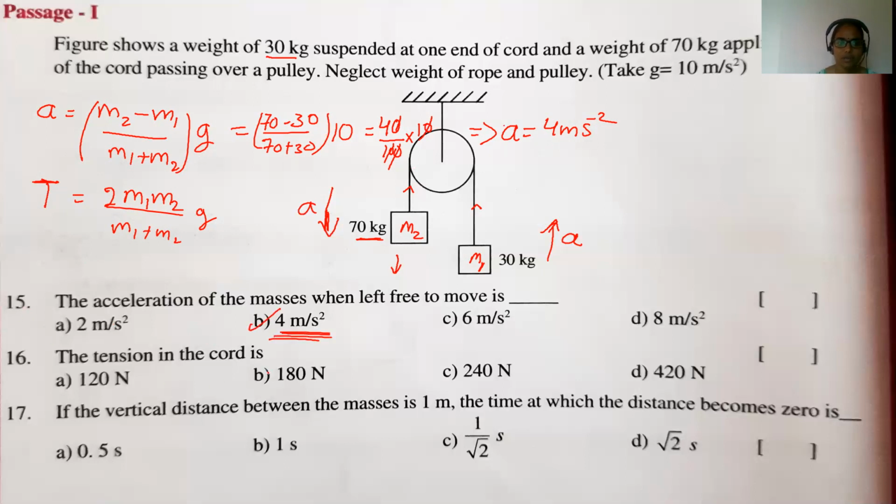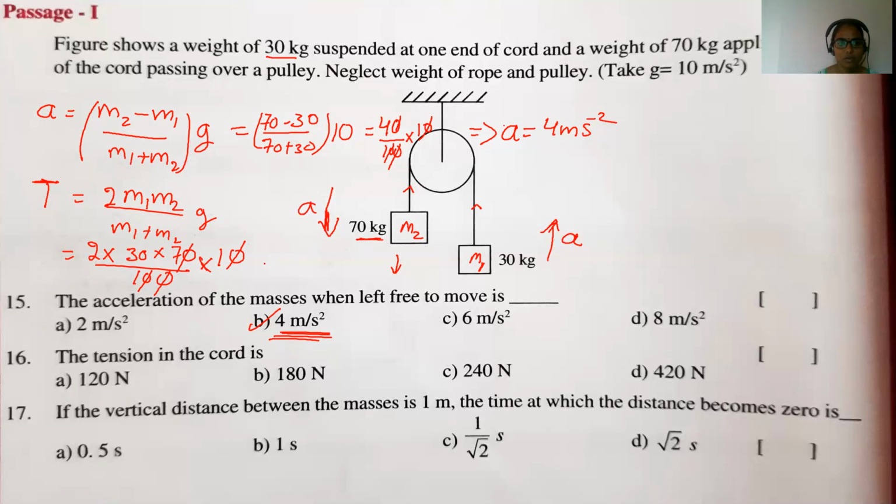Next, tension in the cord. We need to find the tension. The tension formula is this: 2 into m1, which is 30 kg, and m2, which is 70 kg, divided by the sum of the masses, 70 plus 30, which is 100, into gravity, 10. Understood, children? So cancel a 0 here and cancel one more 0 here. Now multiply.